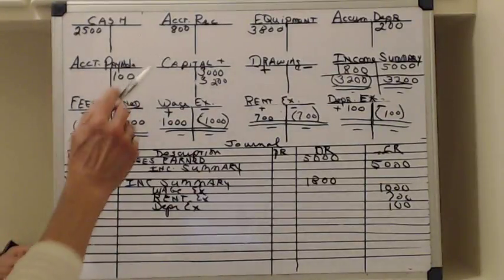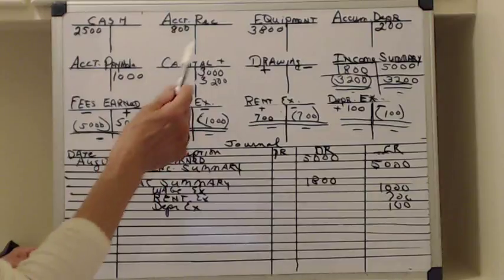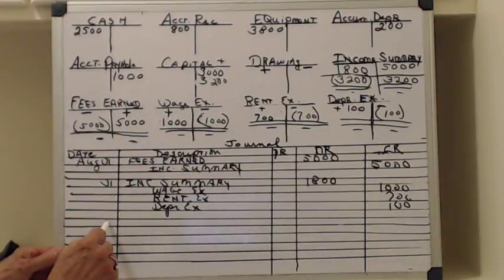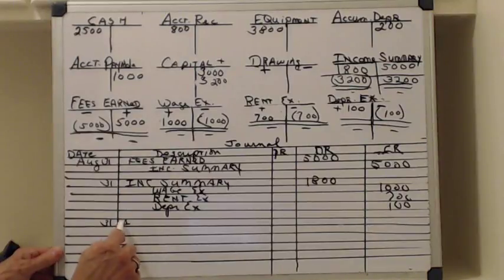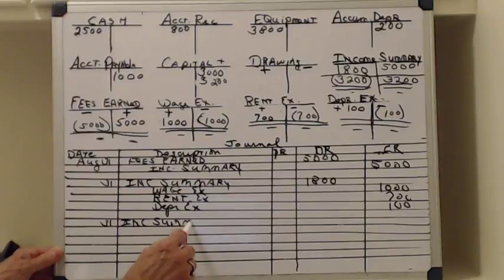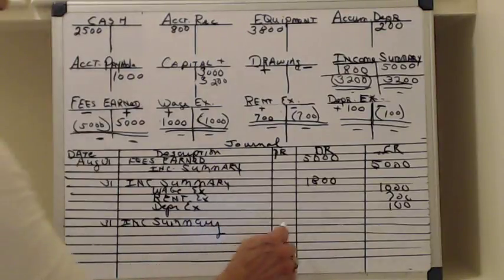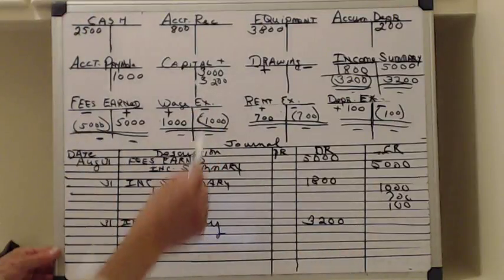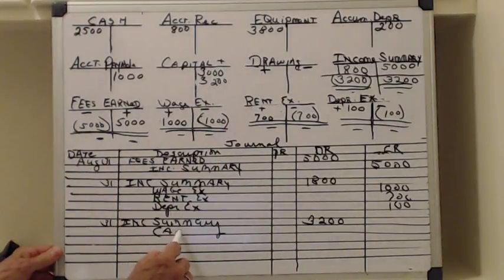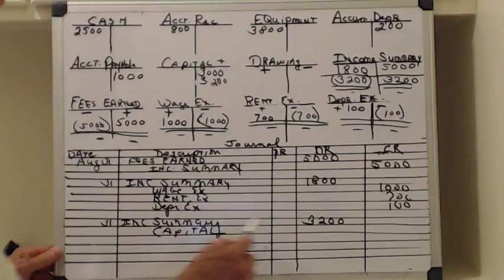So now I'm going to write this entry that I did. I did a debit and a credit entry. So I'm going to say income summary. I'm going to write the debit first. So I debited income summary for $3,200, and I credited capital for $3,200.